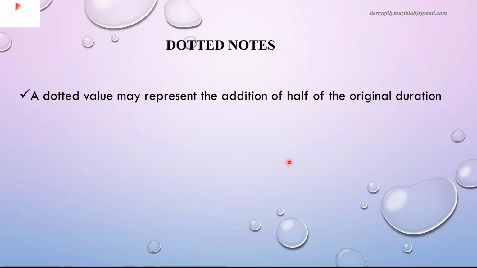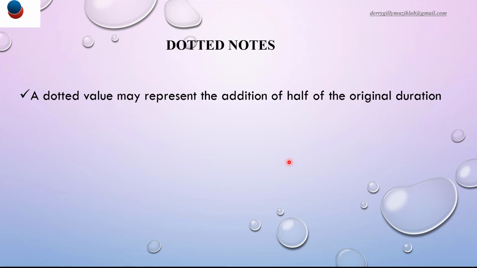Okay, so a dotted note may represent the addition of half of the original duration to it. Now, durational values may have small periods appended to them originally, and we've said that. So we are now coming to look at the three different interpretations of a dotted note value.